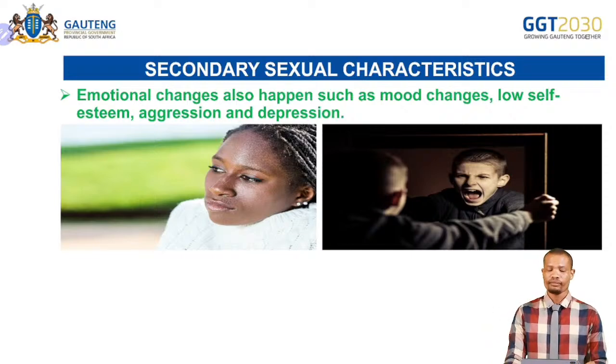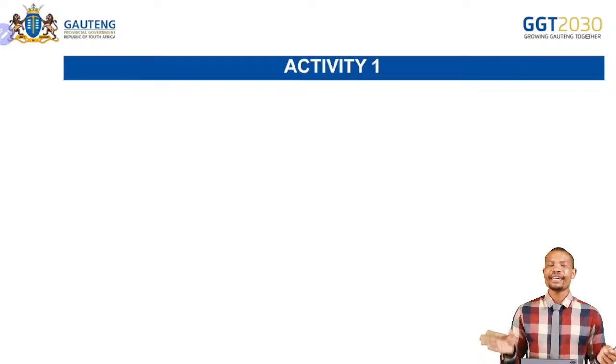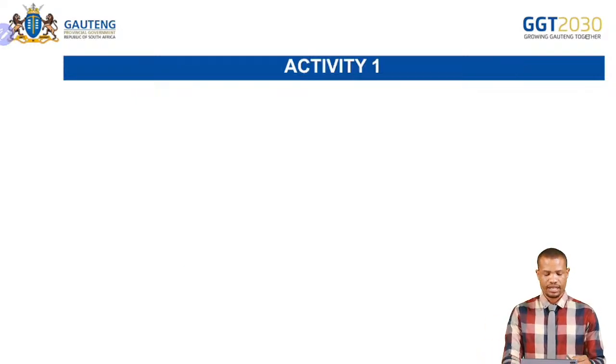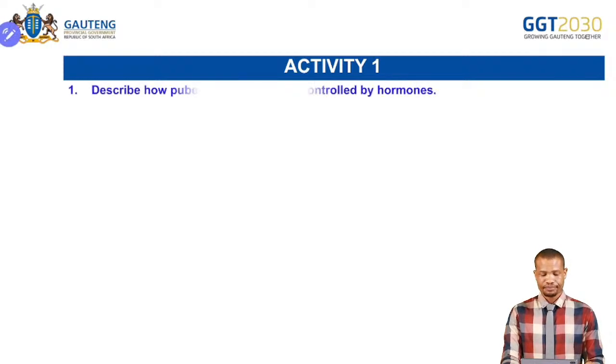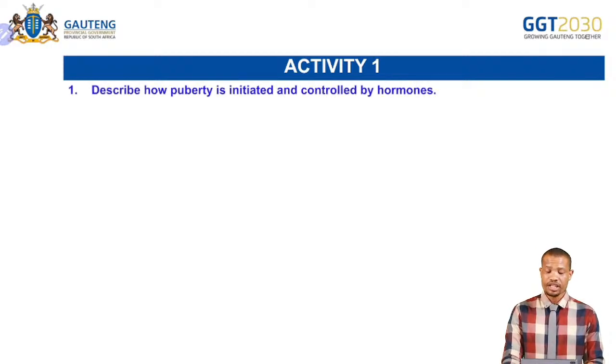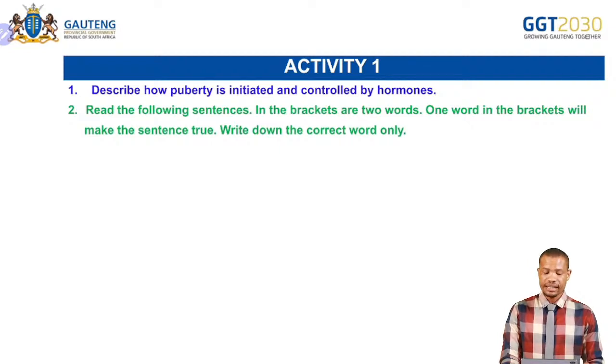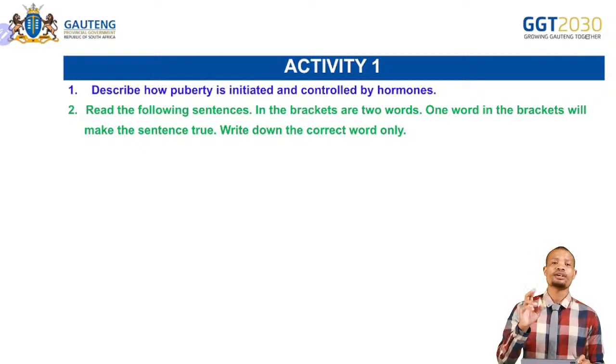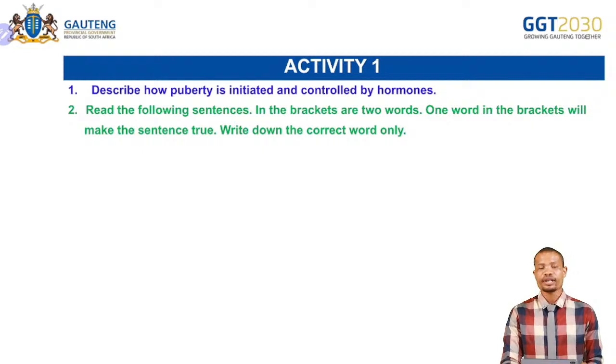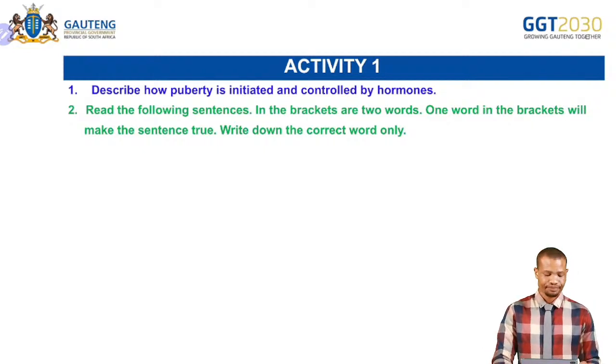Let's continue. Now let's do an activity. Number 1, describe how puberty is initiated and controlled by hormones. Number 2, read the following sentences. In the brackets are 2 words. One word in the brackets will make the sentence true. So these sentences are not true because they have 2 different words. You have to choose one. Write down the correct word only.